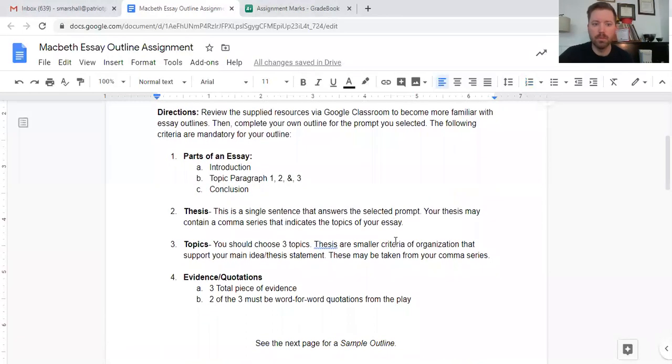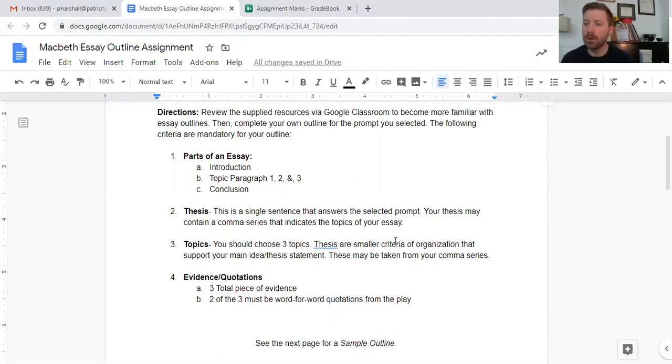So these are the parts of your outline that are mandatory for this assignment. You should include or reference an introduction, three topic paragraphs, and a conclusion. This does not mean you have to write your entire introduction, topic paragraphs, or conclusion. It actually just means you write the word introduction. I know that sounds confusing, but I want to be as clear as possible, and some students can get confused with those things. So as you'll see in the sample below, I just reference that there's an introduction, topic paragraphs, and conclusion, but I don't actually write them or go super into depth about my sentence structure within them.